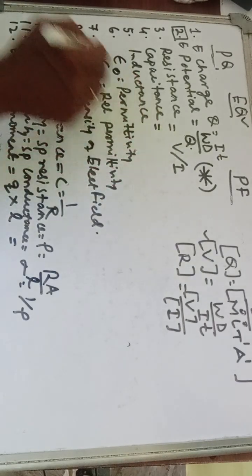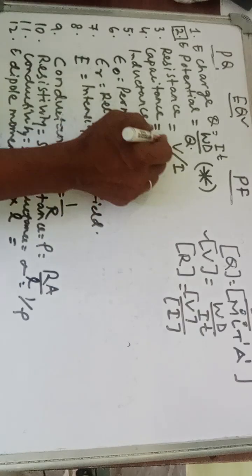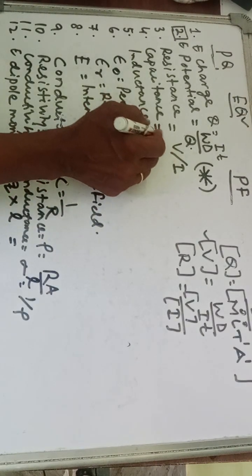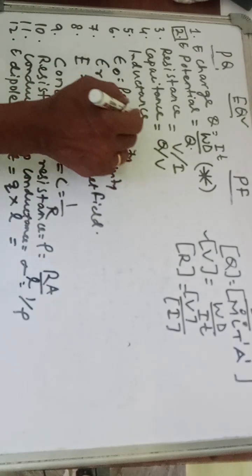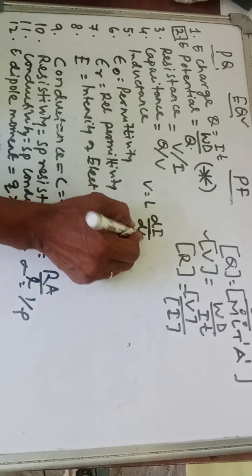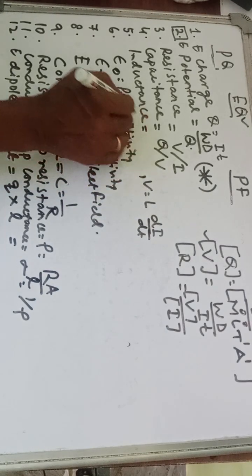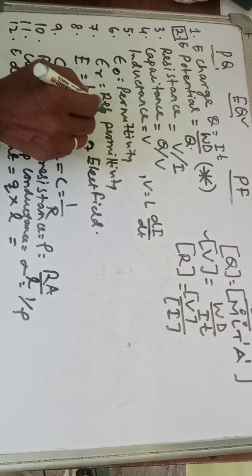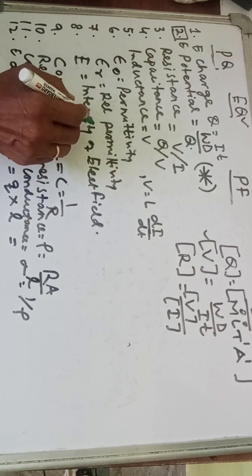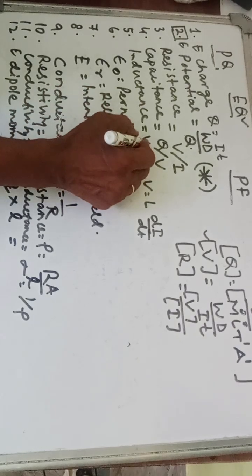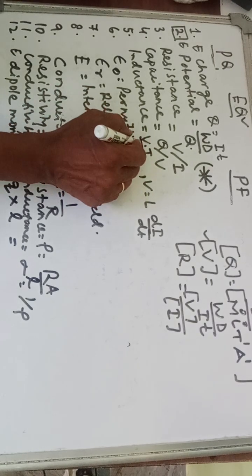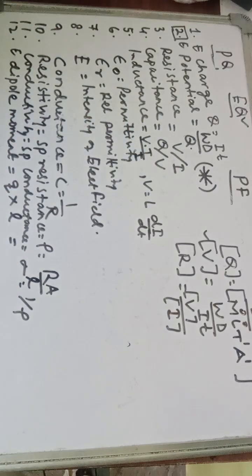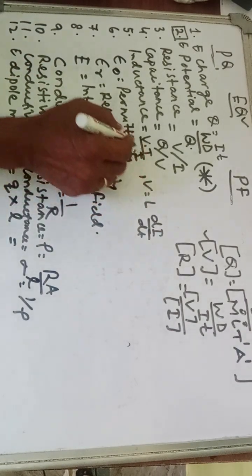Now for capacitance, we know from the formula Q is equal to CV, or C is equal to Q by V. Inductance is from the formula V is equal to L dI by dt, or L is equal to V dt by dI. The terms became V times t divided by current I. You can say potential into time by current.